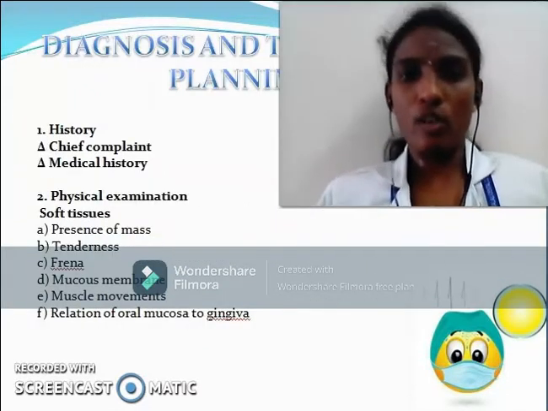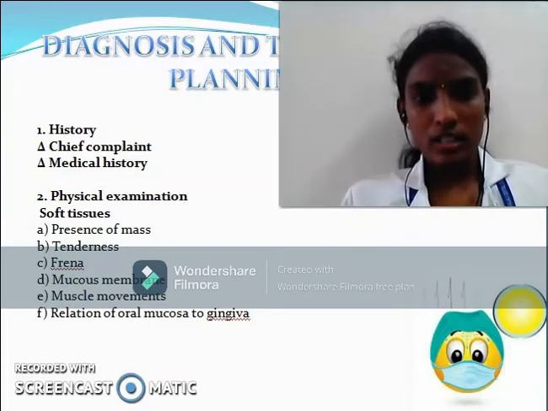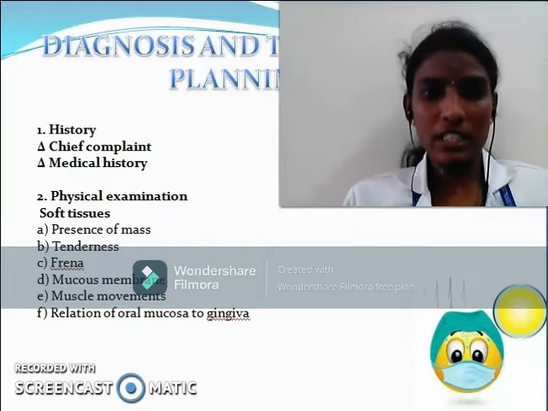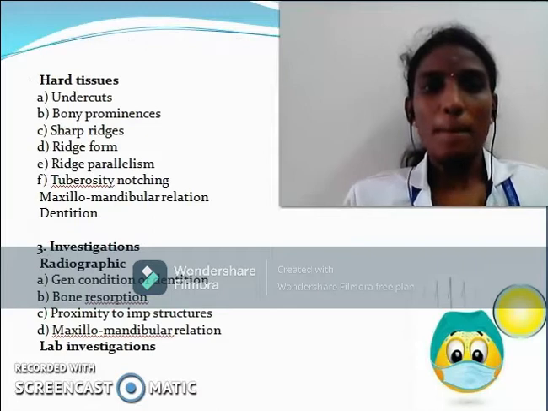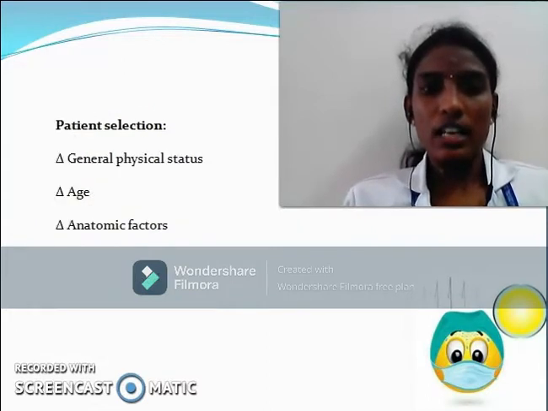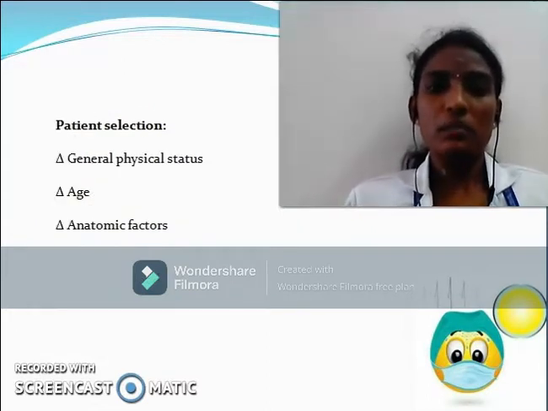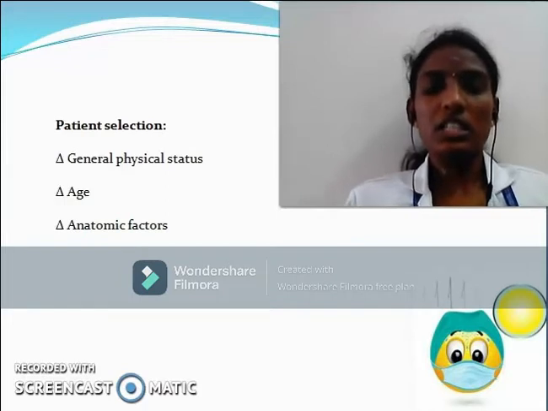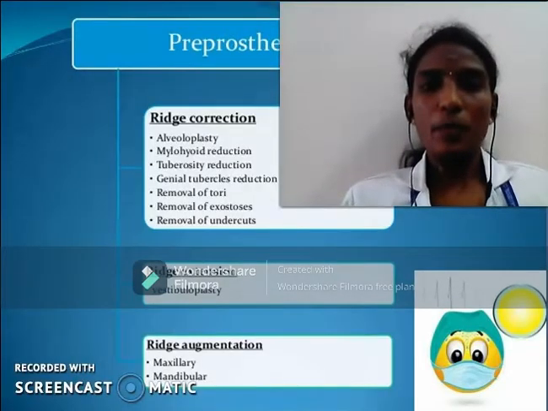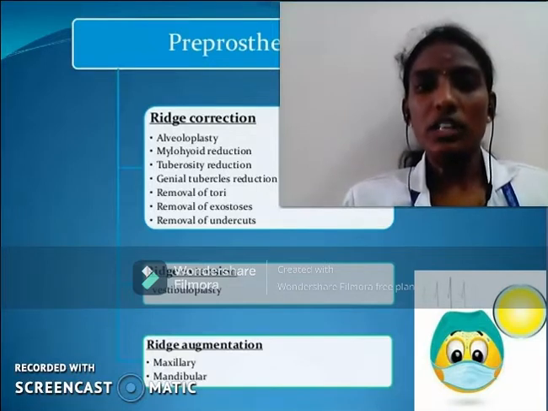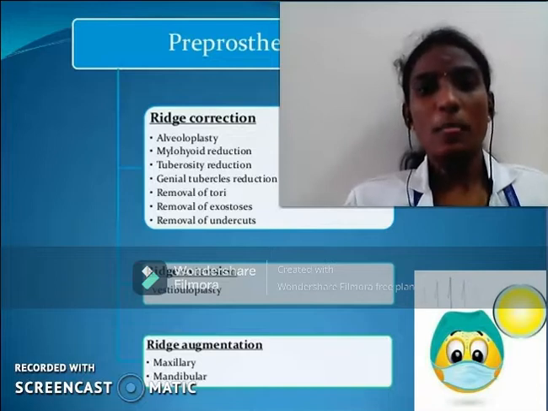Diagnosis and treatment planning of pre-prosthetic surgery begins with history taking, chief complaint, medical history evaluation, physical examination and soft tissue evaluation, hard tissue evaluation, and finally investigation by means of radiographic and lab diagnosis. Patient selection is by general physical status, age and anatomical factors. Pre-prosthetic surgery is classified in 3 ways: ridge correction, ridge extension, and ridge augmentation.